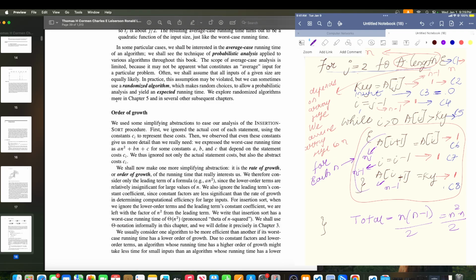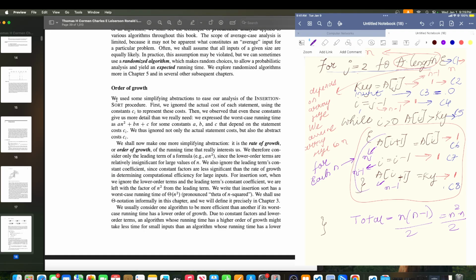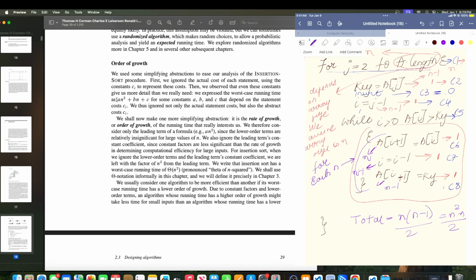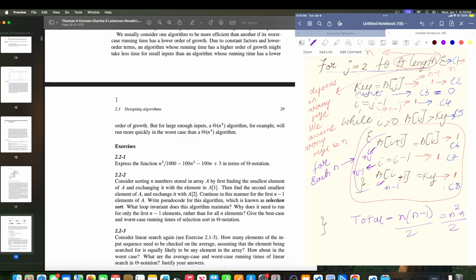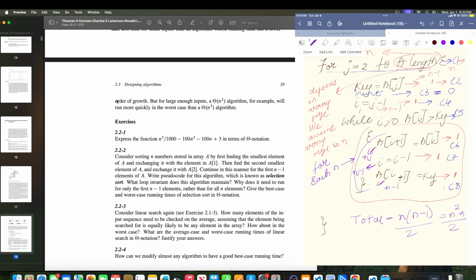Order of growth. Same thing which I said. We won't be dealing with average time when we are solving this problem. Yeah, you can, but even if this is an n square function, remember the worst case time will always be determined by the highest power.